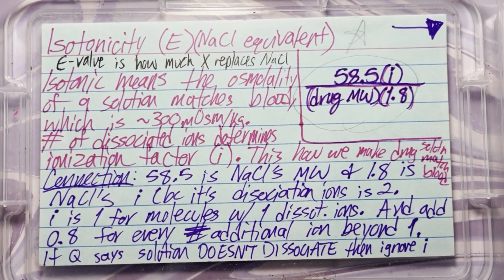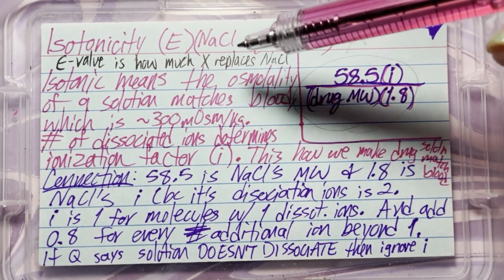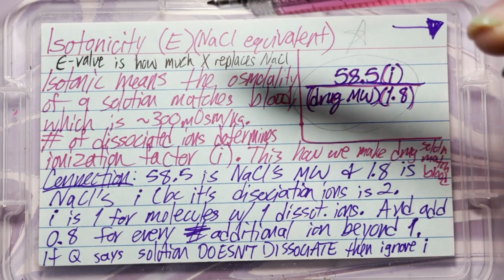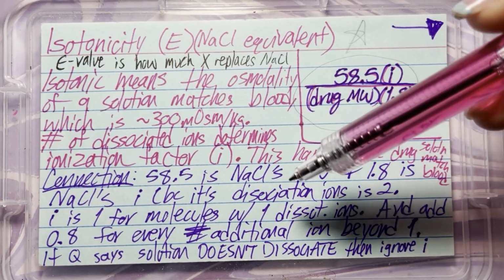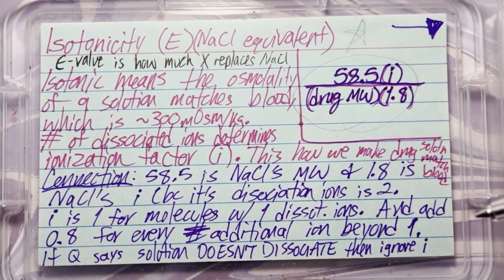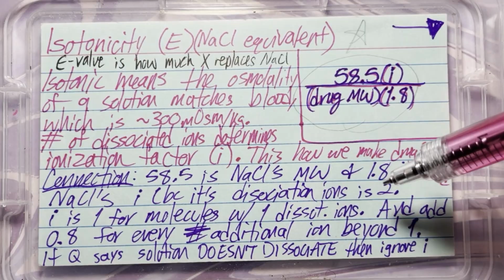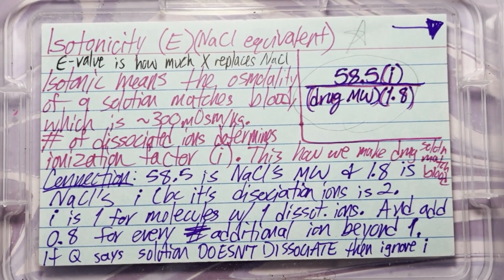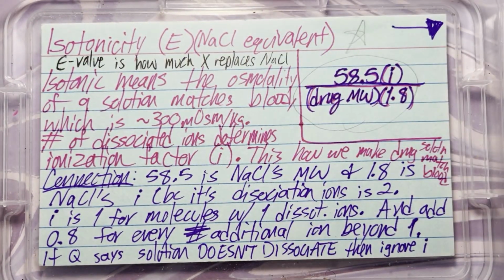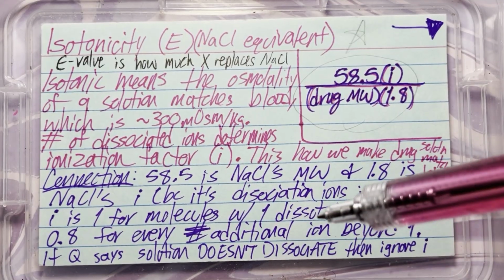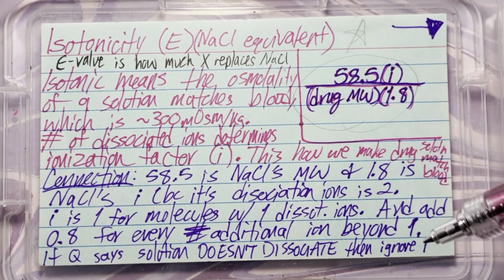Isotonicity, oh my gosh, hated it, pack it up. The E value is how much X replaces sodium chloride. Isotonicity is figuring out the sodium chloride equivalent. 58.5 is sodium chloride's molecular weight. That can help you remember that. And 1.8 is sodium chloride's i, because the dissociation ions is 2. Remember that from the last card, right? Dissociation ions. And that's how you calculate i, because i is 1 for molecules with 1 dissociation ion, and then you add 0.8 for every additional ion beyond 1.